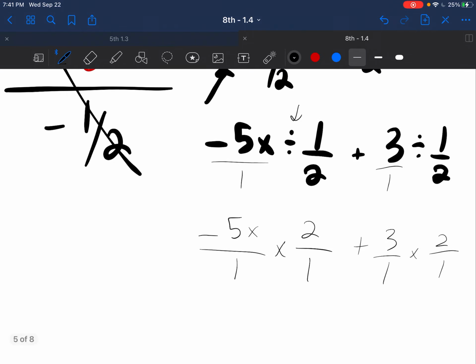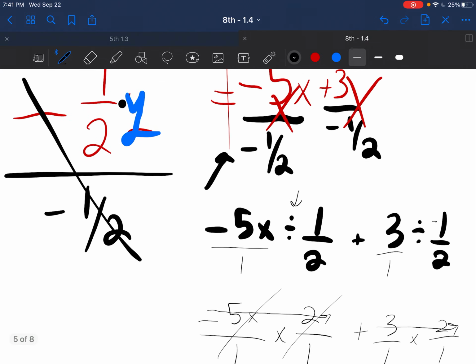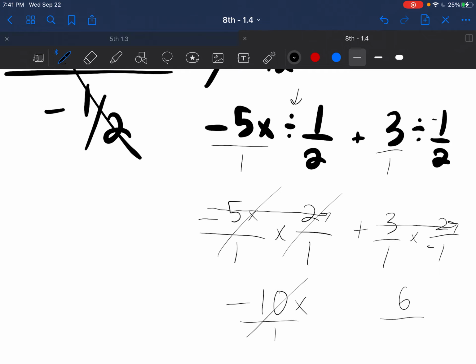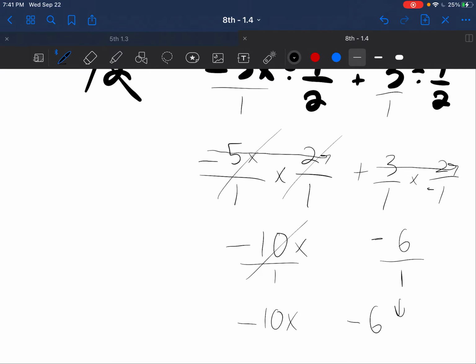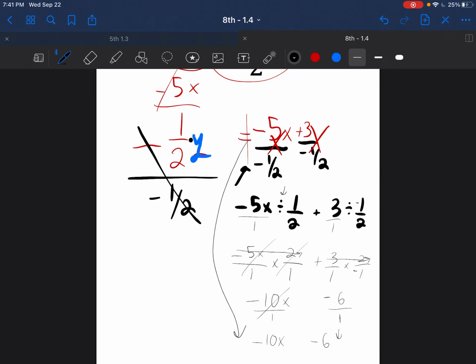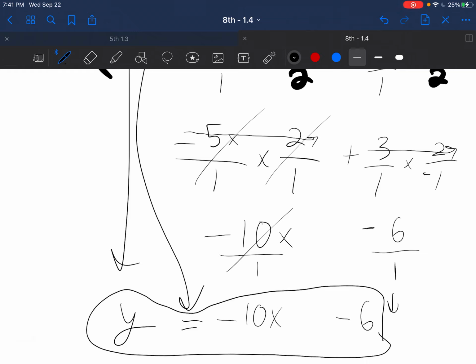Now we just have to multiply straight across, right? Negative 5 times 2 gives you negative 10x over 1, or just negative 10x, right? So we're done with that. And now we have 3 times 2 gives you 6 over, was that a negative 1/2? It was a negative 1/2, right? So we have negative 6 over 1, or we just have negative 6. Let's drop down that equal sign right there. And we drop down that y, because that's what's left over. So our answer for this problem is y equals negative 10x minus 6.